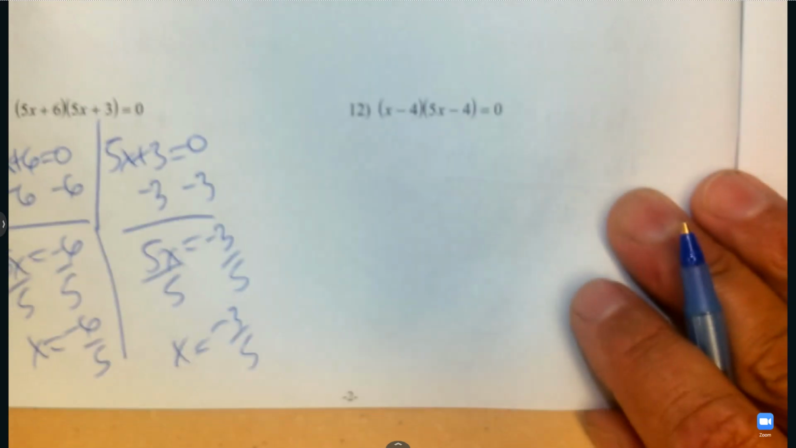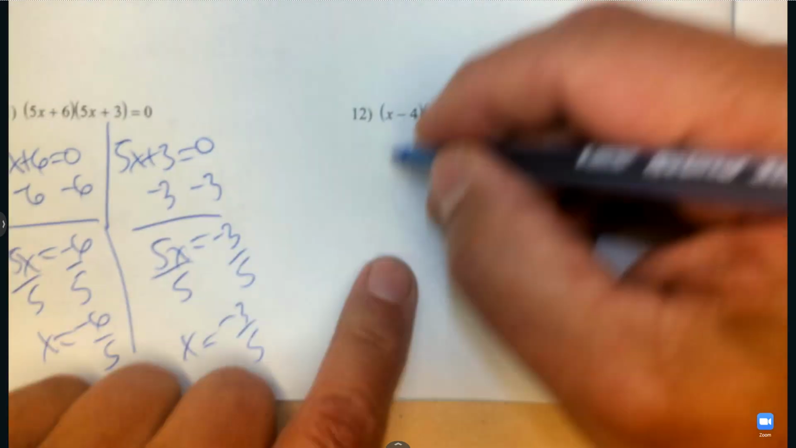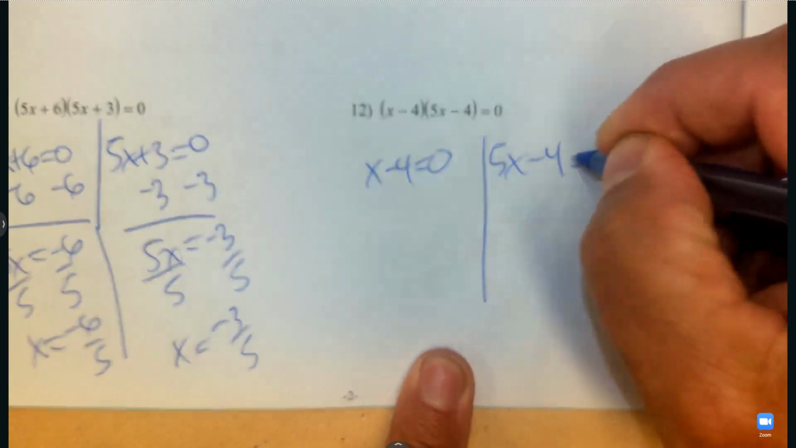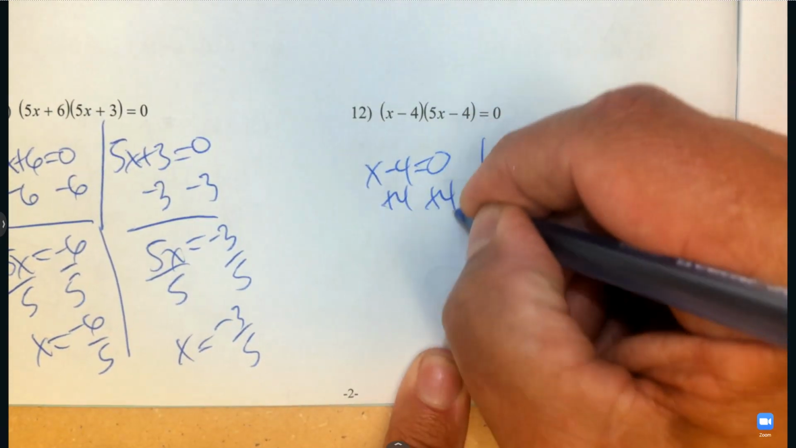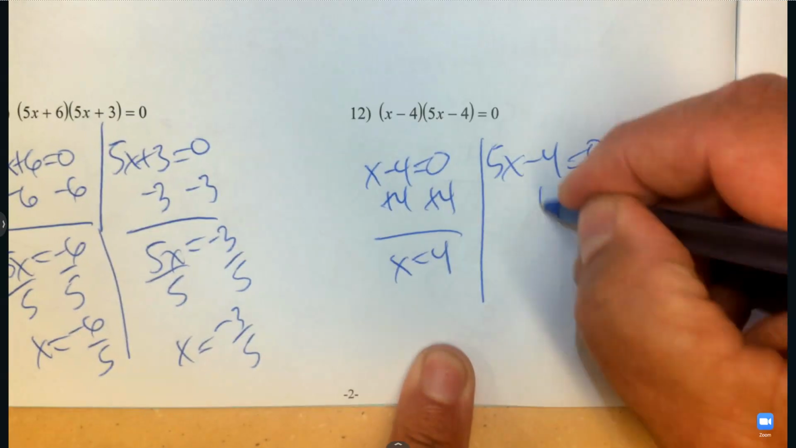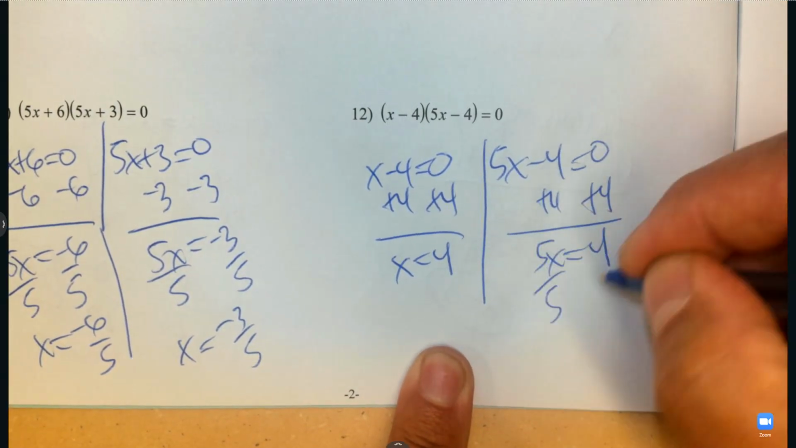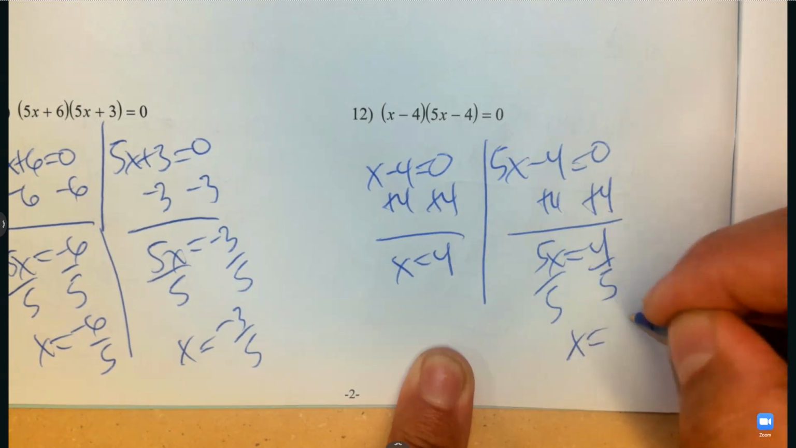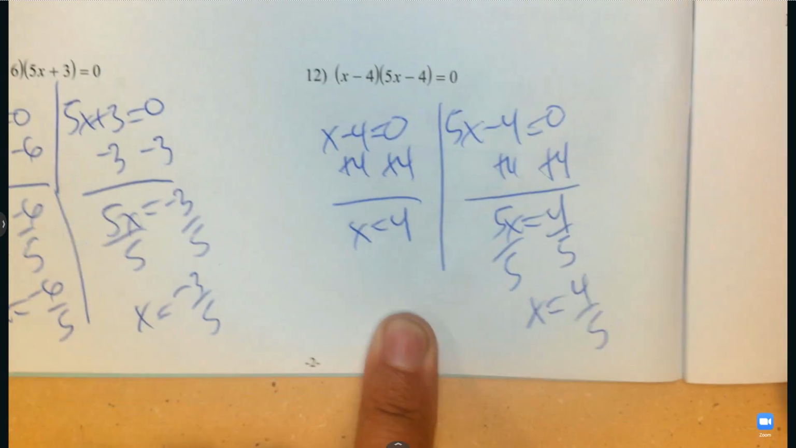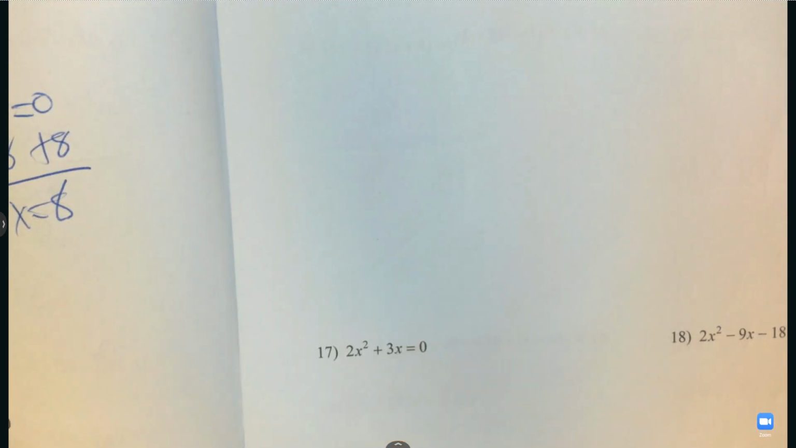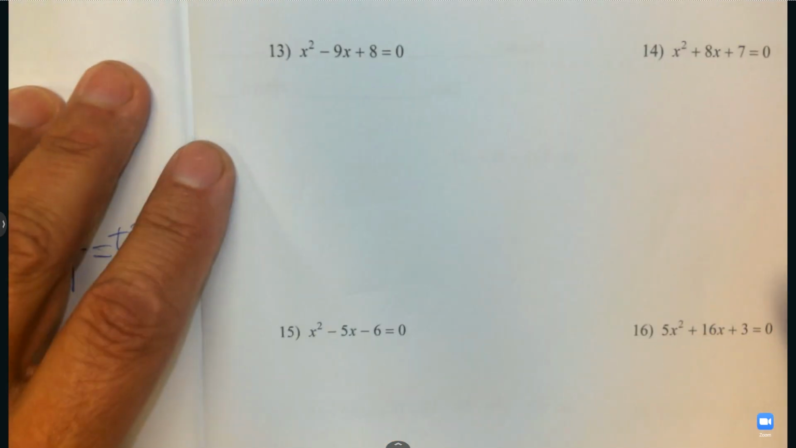All right, number 12. Each factor equal to 0 and solve it. So we're going to add 4. We're going to add 4, and then we're going to divide. And I have my answer. All right, next page, a little more challenging because now you have to factor.